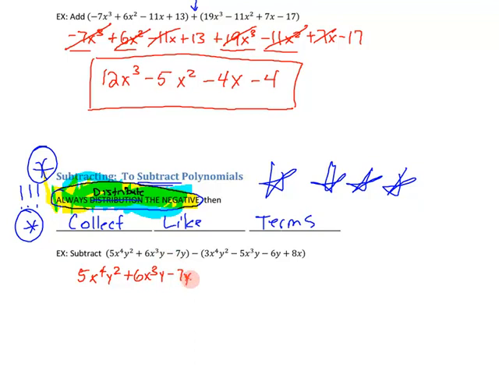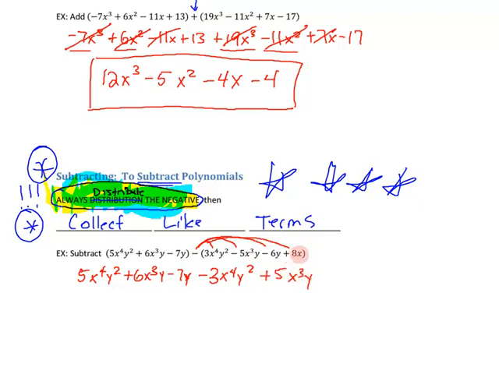So I have 5x to the fourth y squared plus 6x cubed y minus 7y. So it's the same as it was before. Now distribute the minus sign. Means apply a negative to every term inside. Minus 3x to the fourth y squared looks like this. Right? Minus times a 3 becomes a minus 3. Minus times a minus 5 is a plus 5x cubed y.